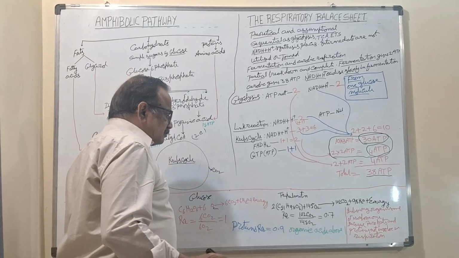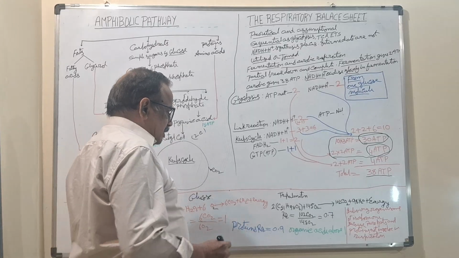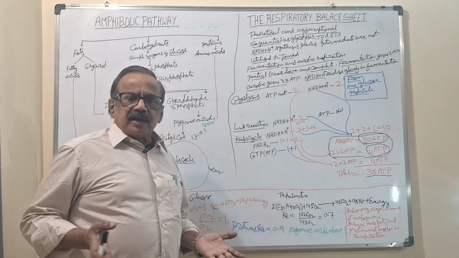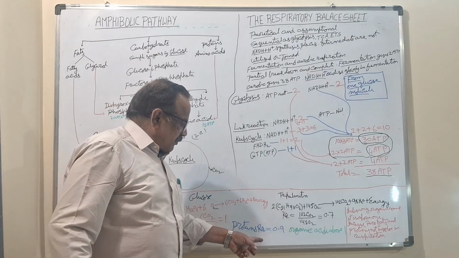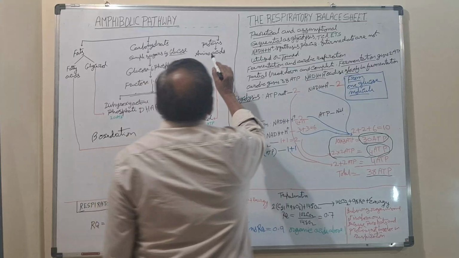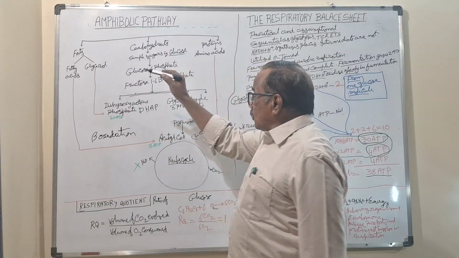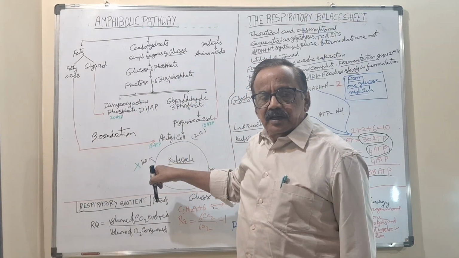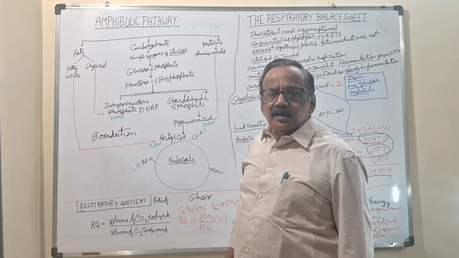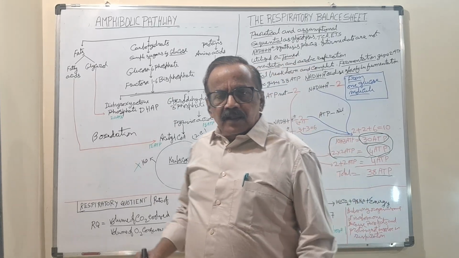Now if you see the proteins, the RQ will be 0.9. He has not given the equation because there are so many amino acids and all those things. Only the value is 0.9. What does it indicate? Here, when proteins and fats are involved in respiration, RQ will be less than 1.